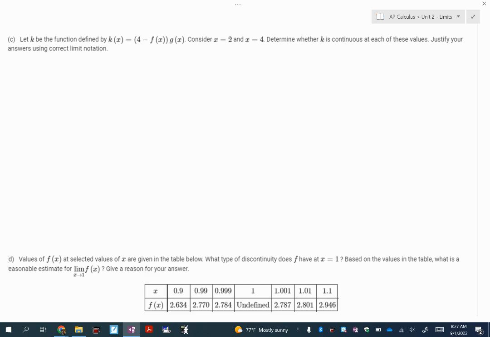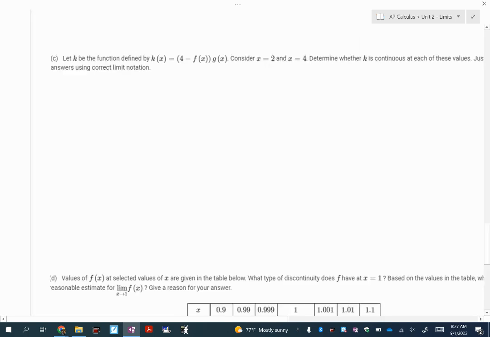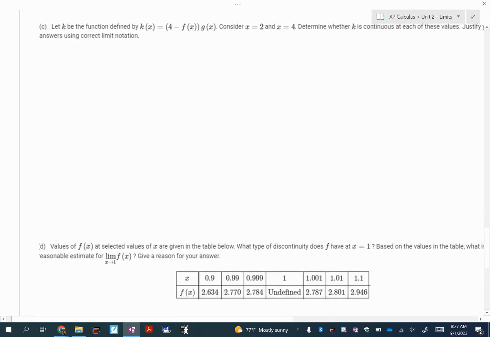But if not all of that is the same, then you know there is discontinuity happening. So let's start with just the number 2 here. So I'm going to find the limit as x approaches 2 from the left of k of x.